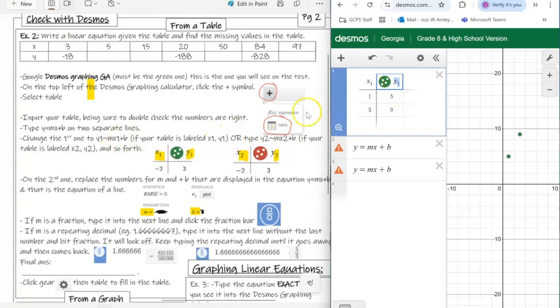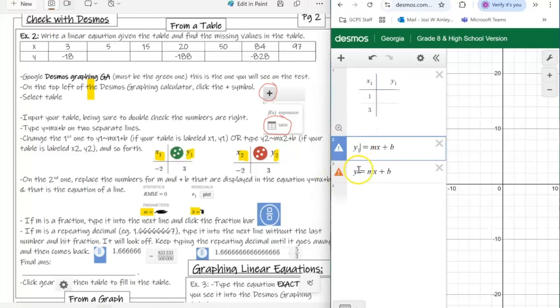But if you notice that your table is labeled y2, x2, that's what you're going to type in, y2 squiggly line mx2 plus b, and so forth. So that means if this was x3, y3, you would do y3 squiggly line mx3 plus b. So just be careful, because really what you're telling the calculator is, hey calculator, write me the equation using this table. And if you don't use the titles or the labels that it's given in that table, it will not do it for you.